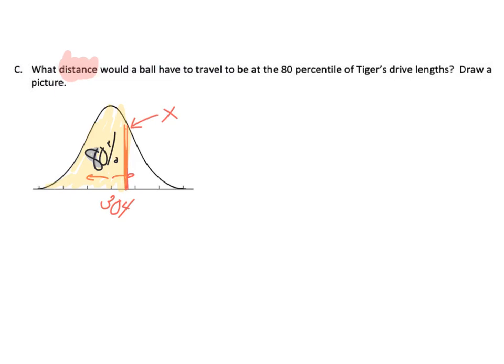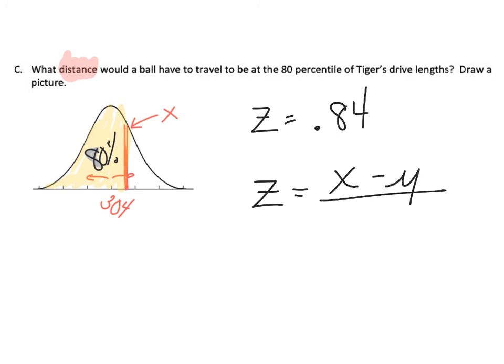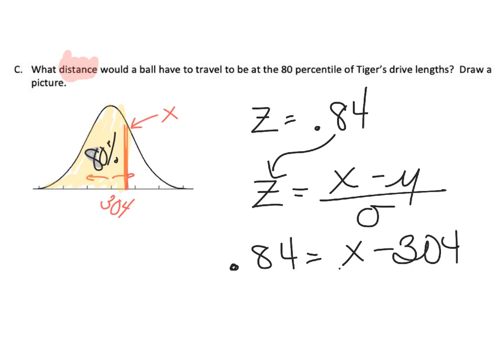So now going back to here, I know the corresponding z-score is 0.84. Now I need to figure out, well, what is the x value that corresponds to that? So I'm going to use my z-score formula where I take my value, subtract my mean, over my standard deviation. We're just going to use algebra now. I'm going to plug in 0.84 from Table A. I don't know x, my mean is 304, and my standard deviation is 8.